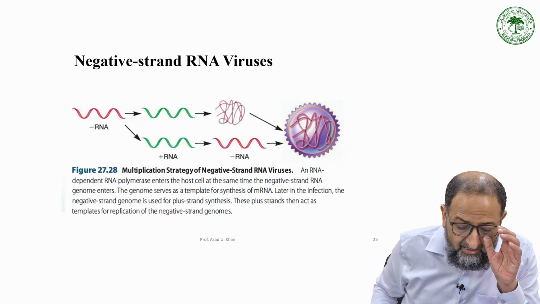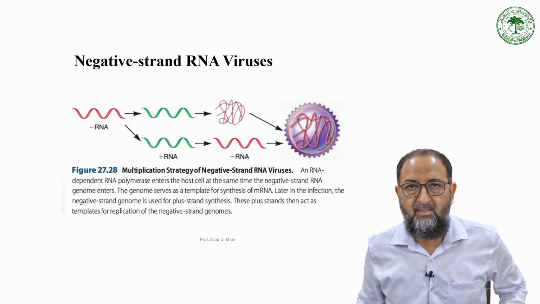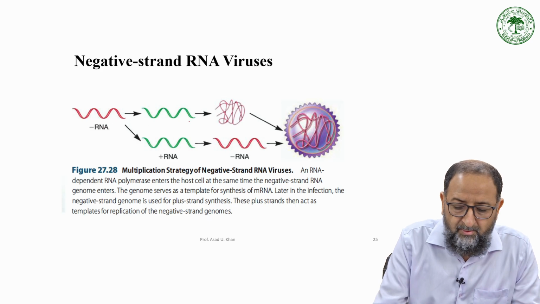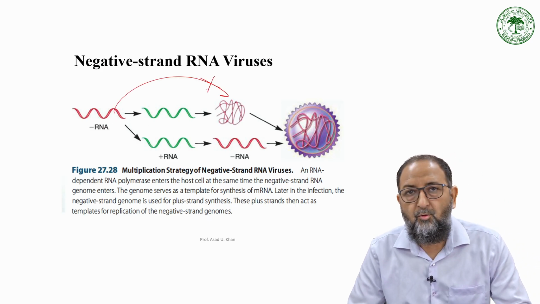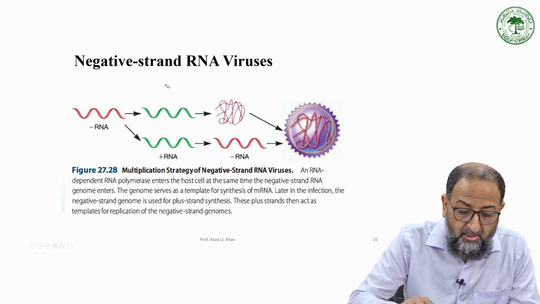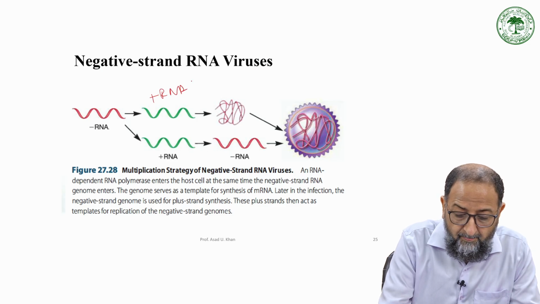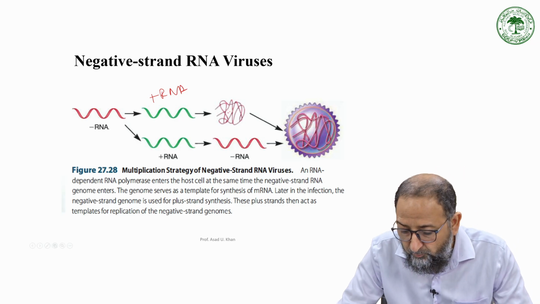Now the negative strand RNA virus again. In the case of a negative strand RNA virus, I can explain the same thing again. The minus strand cannot form the protein. So in order to form the capsid protein, you have to convert the minus strand to plus strand first. So this is called a plus RNA, right? And then this plus RNA forms the protein.